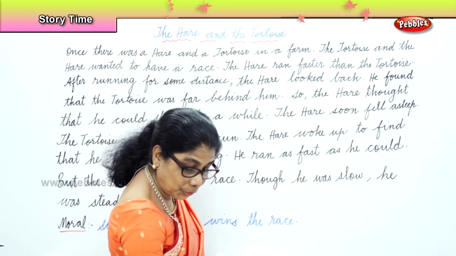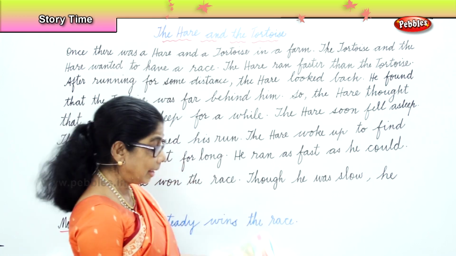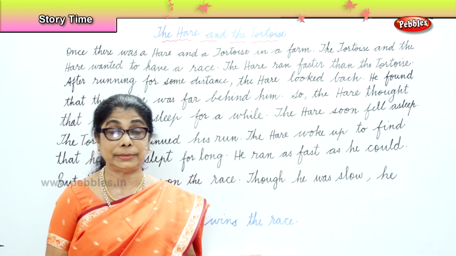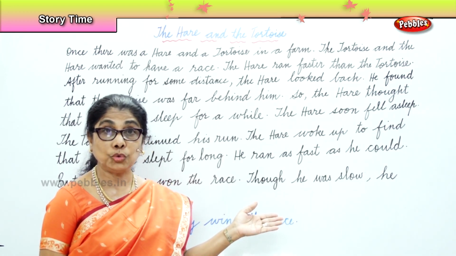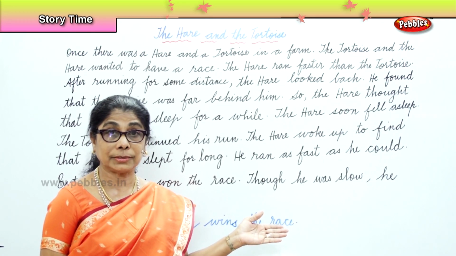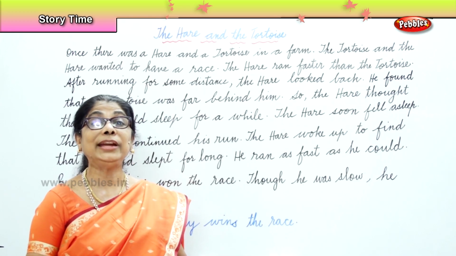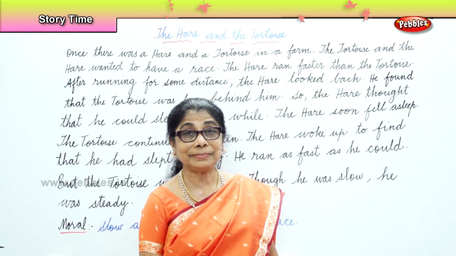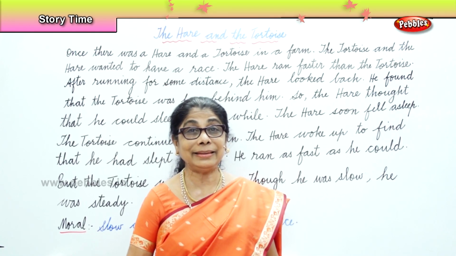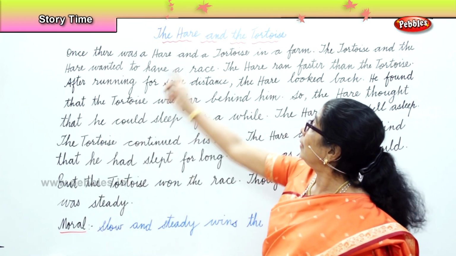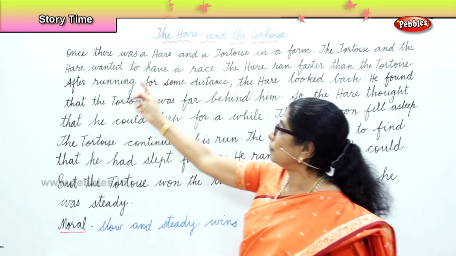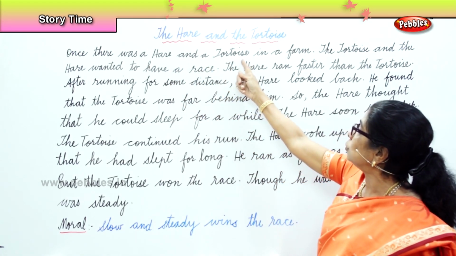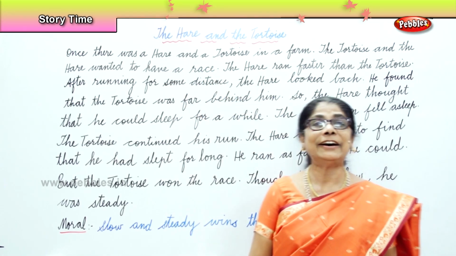Now, I've got the story. At the farm, you find all kinds of animals. Here is the hare, naughty hare, and the tortoise. Now, we're going to read the story together. They had planned a race together. And here we see the results. The hare and the tortoise. Once there was a hare and a tortoise in a farm.